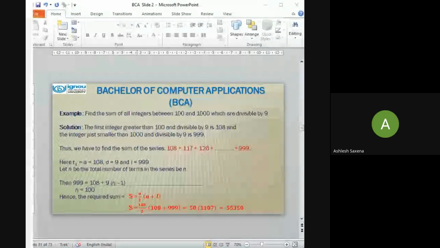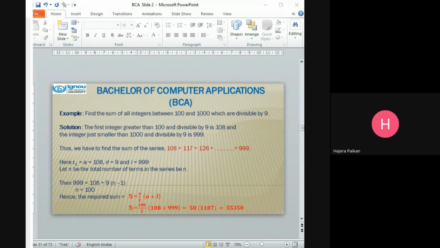But that will be tedious. Yes, it will be, because you have n is equal to 100 and n minus 1 will be 99. Your common difference is 9 and 2a will become 216. So that will become somewhat tedious. That is why we have used this formula. Okay. Yes, sir. It's correct.